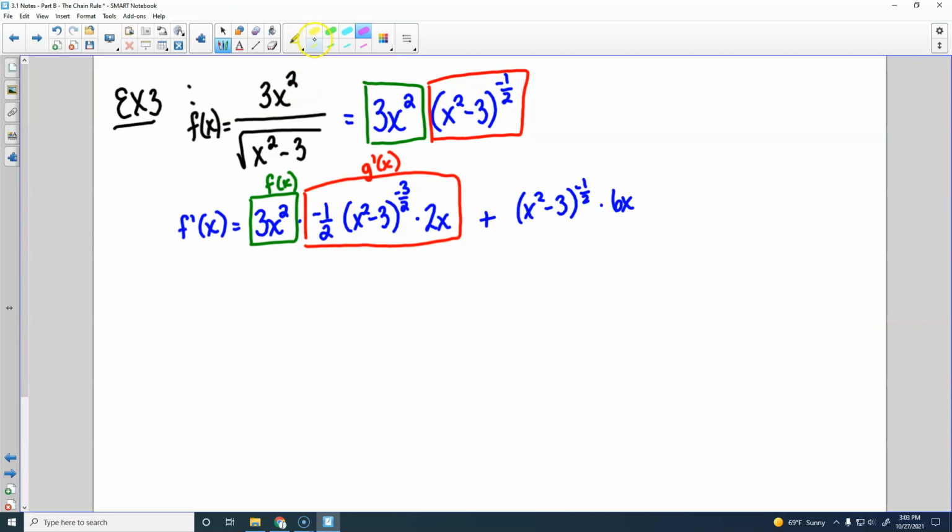Yep. And while we're at that, if we do 3x and 2x, we also can multiply that negative 1/2. You don't distribute because it's got that -3/2 power. You cannot distribute if you have a power on the parentheses. So 3 times 2 times -1/2 is going to give us -3x to the third. And we're just going to write x squared minus 3 to the -3/2. And then I'm going to write the 6x out front here.